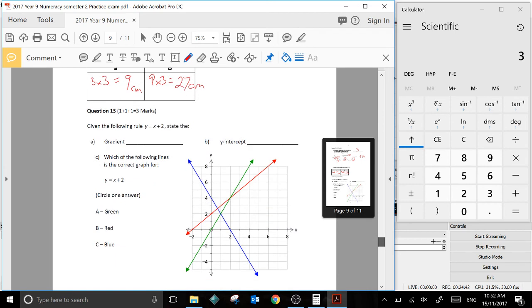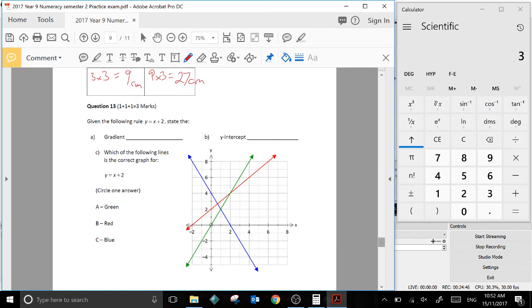Question 13. Oh my goodness, we're nearly there. There's only 15 questions. So, given the following rule for y equals x plus 2, state the gradient and y-intercept. The standard formula is y equals mx plus c. The number with the x is the gradient, and this number here is the y-intercept. So if I can read them off the rule, I can find it straight away.